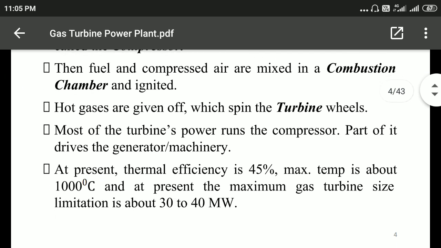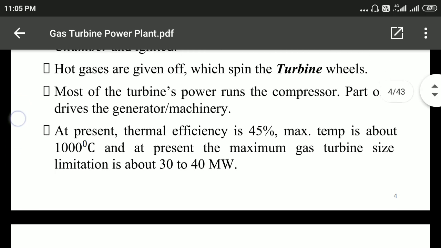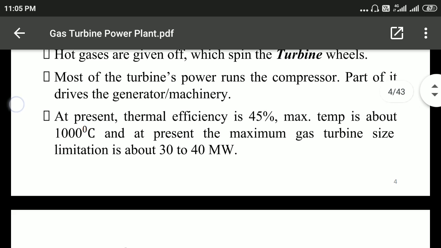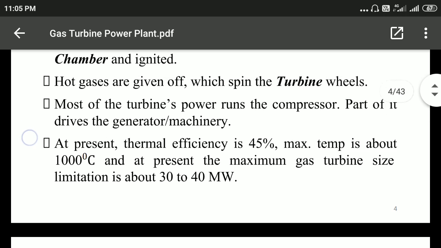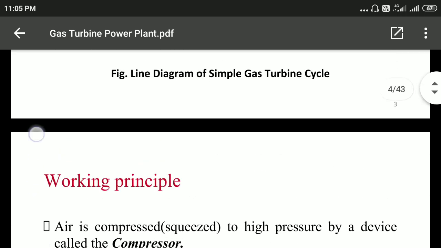Most of the turbine's power runs the compressor, and part of it drives the generator or the machinery. At present, the thermal efficiency is 45, the maximum temperature is about 1000 degrees Celsius, and the maximum gas turbine size is limited to 30 to 40 megawatts, but it can be increased.